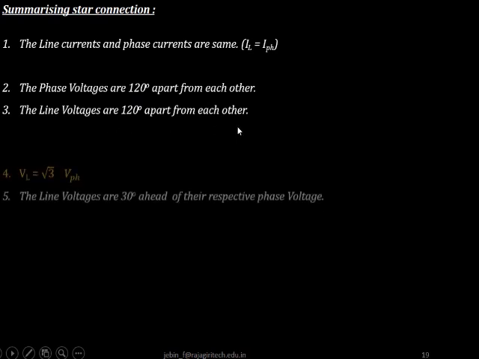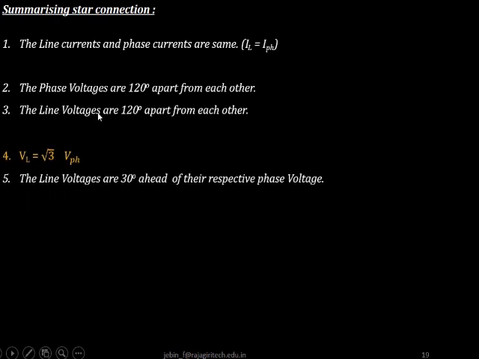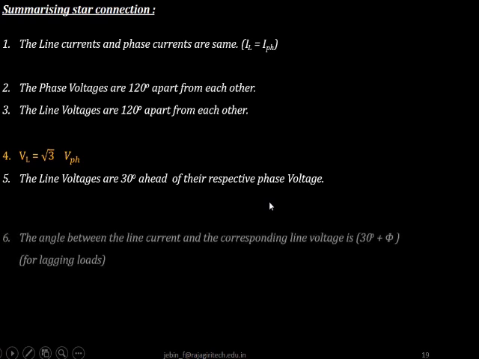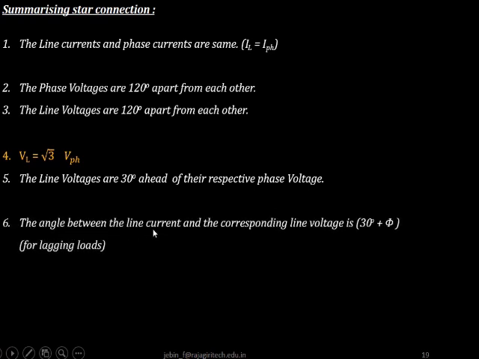Now we shall see the magnitude as well as the direction of the line voltage. We have seen from the derivation that the line voltage is root 3 times the phase voltage, and again the line voltages are 30 degrees ahead of their respective phase voltages. That is, VRY will be 30 degrees ahead of VRN. To conclude, the angle between the line current and the corresponding line voltage is 30 plus phi, where phi is the angle by which the line current is lagging the phase voltage in a balanced three-phase star connected system.